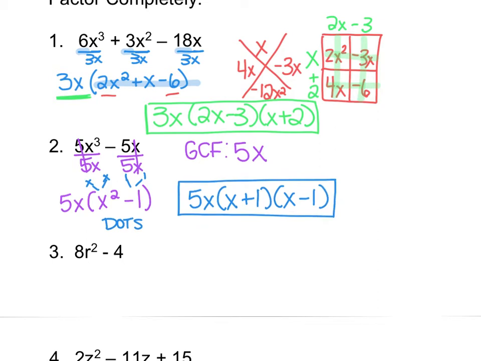So remember those rules. First, look for a greatest common factor. Then look for 2 terms, difference of the square, or 3 terms, the box, or a perfect square trinomial, or some other thing that might make it easier to factor.